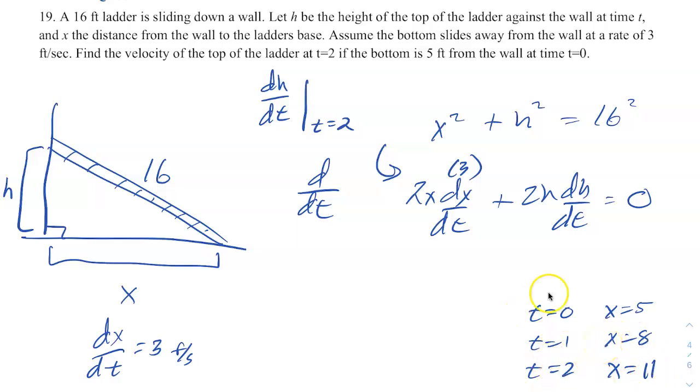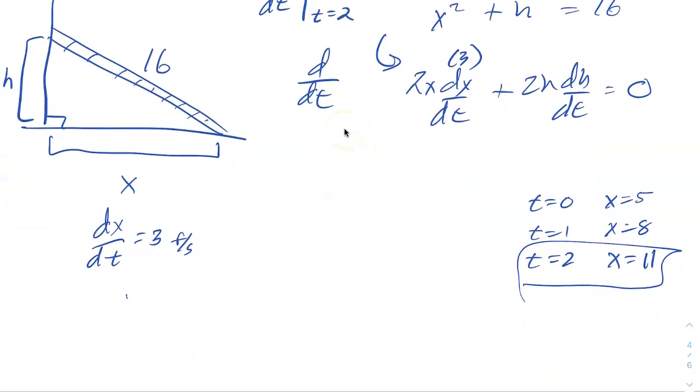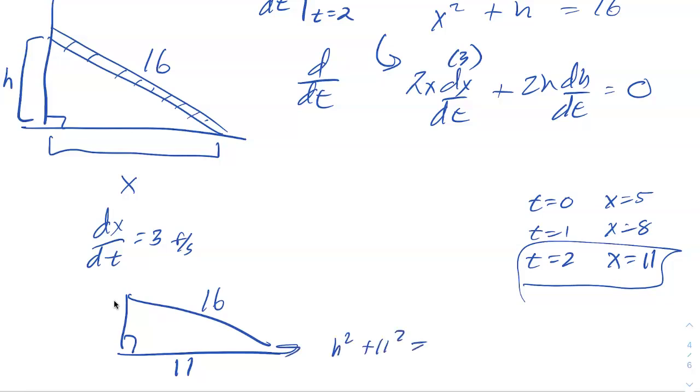So if we're trying to find these missing variables, we're going to use the fact that they want us to find them at time equals 2. So we have a triangle here, where this is always 16. This is now 11. And I can use that to find the height. So h squared plus 11 squared equals 16 squared. So h is going to equal the square root of 16 squared minus 11 squared, which is about the square root of 135. So that's what h equals, radical 135.